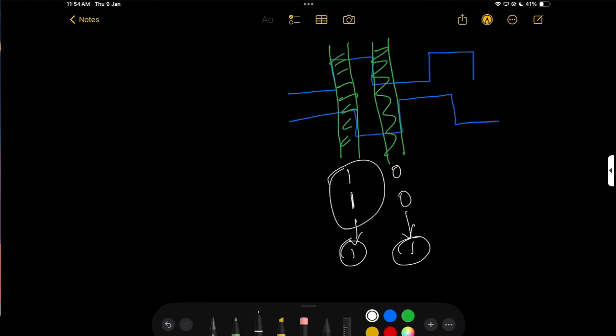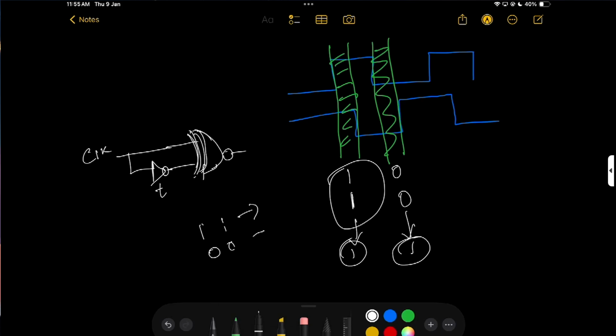So it is nothing but we need a clock, a NOT gate with some delay t, and this is my XNOR gate. In both cases, 1 1 and 0 0, the XNOR gate gives us 1. So this is actually my positive and negative edge triggering circuit.